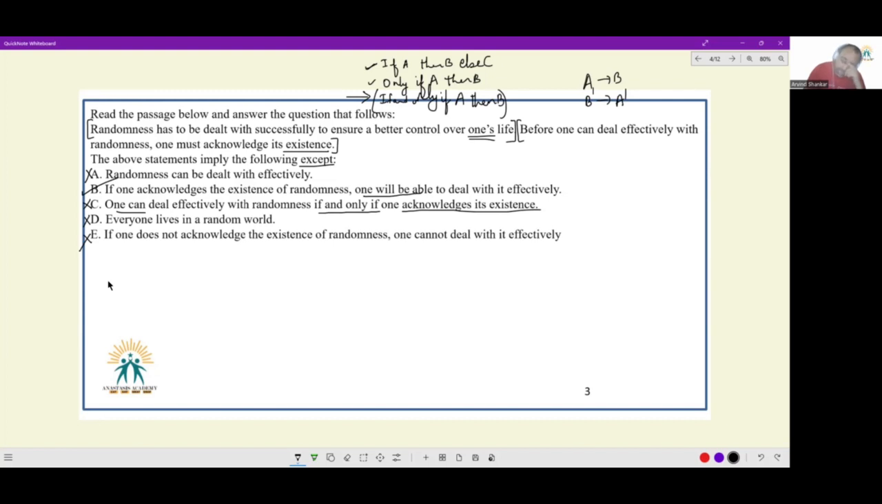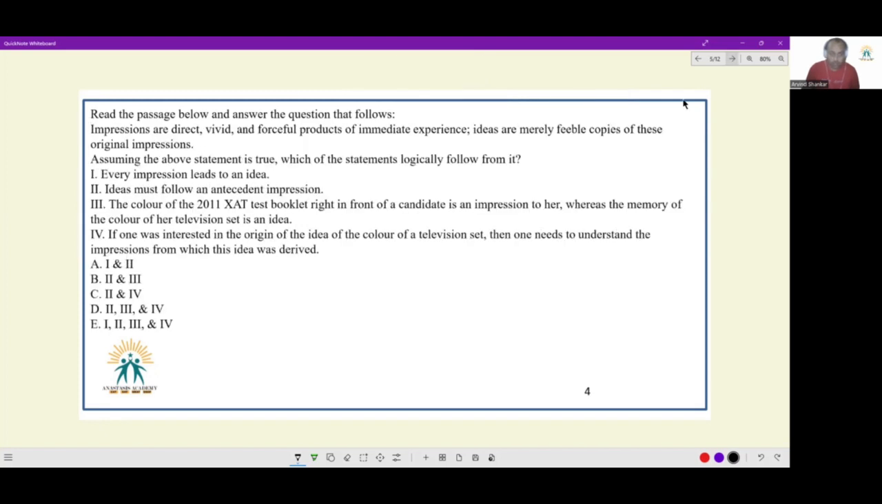And this is from XAT 2011. So these are the sort of questions that have come in exams, and you should be familiar in this setup. Hopefully, you are familiar and comfortable with these three thinking ideas. Okay. Now, next question. Hopefully, reading the question itself, you can understand where this question is coming from.